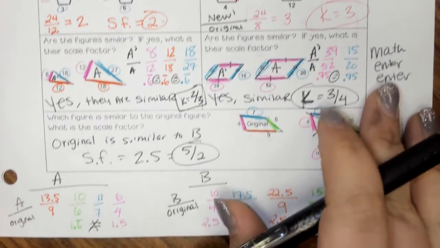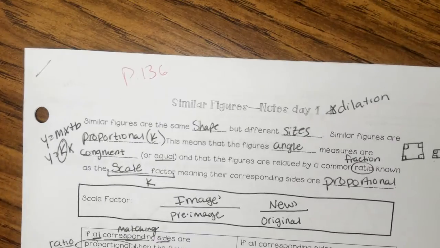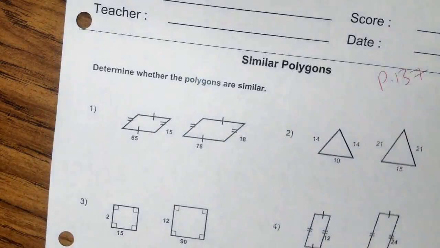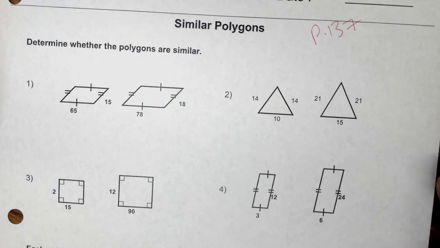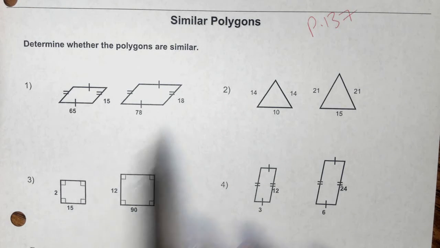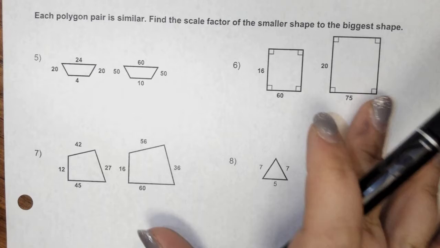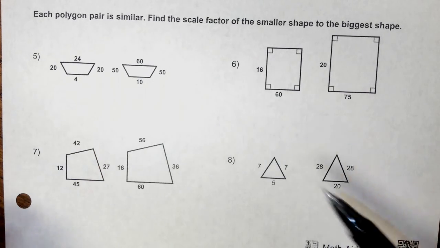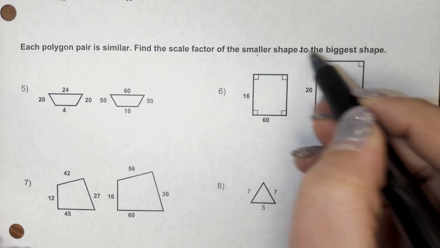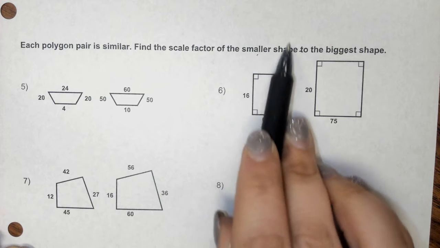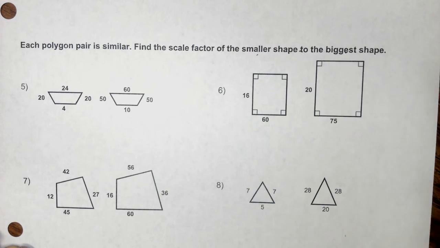I do want to point out something on your homework. This is page 136 in your binders. In your homework, that's page 137. The top 4 problems just want you to determine if the polygons are similar or not. So it doesn't really matter which one you're calling new and original, because I don't need the scale factor there. The bottom 4 problems tells us each polygon is similar, so I know these are similar for sure. I just want to know what is the scale factor from the smaller shape to the biggest shape. So we start at the smaller shape and we're ending at the biggest shape.